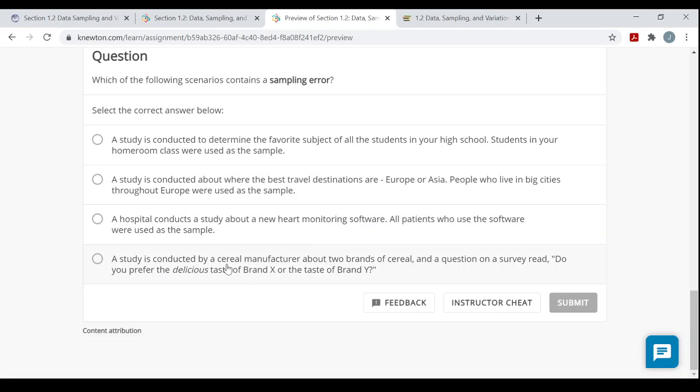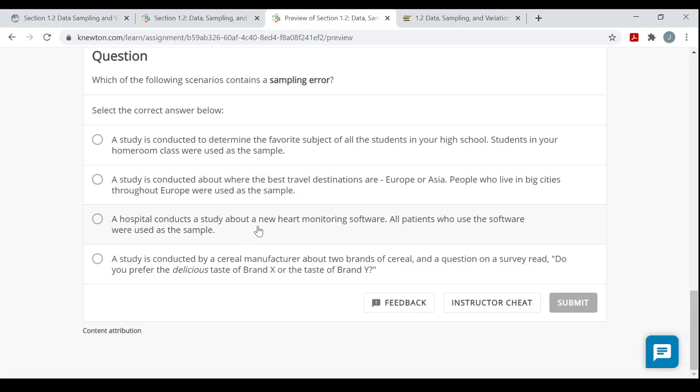A study is conducted by a cereal manufacturer about 2 brands of cereal, and a question on a survey read, do you prefer the delicious taste of brand X or the taste of brand Y? All right. Now again, this is more bias than sampling error, because there's definitely a lean toward brand X in the question. So I'd say this is more bias, because there's preference for one over the other.